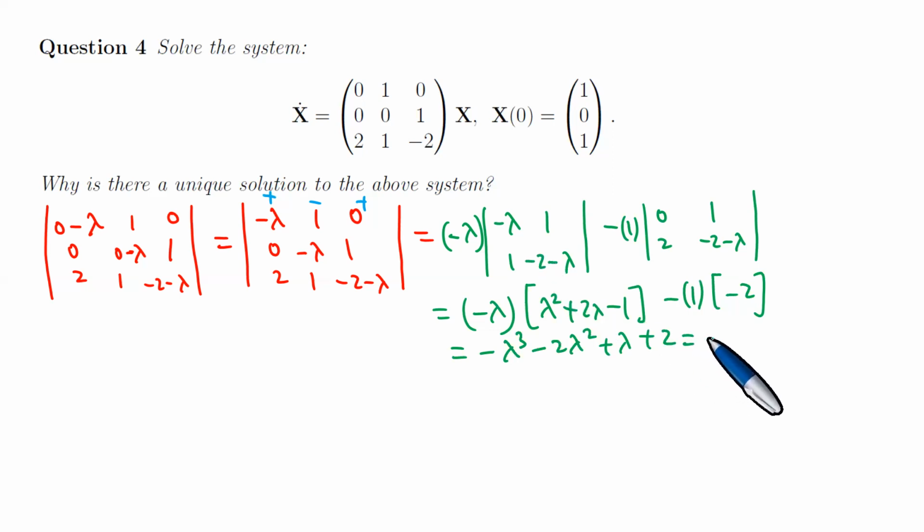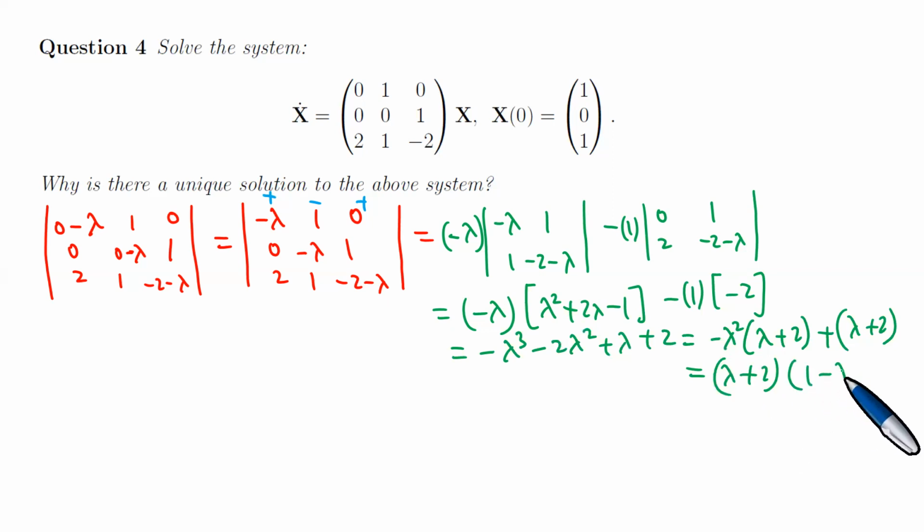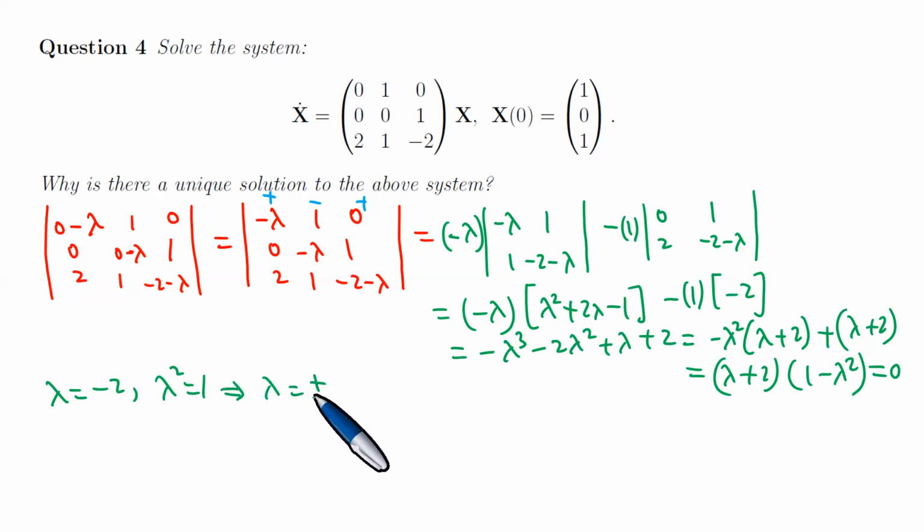Here you can factor out negative lambda squared. Factorize this so it becomes lambda plus 2. And then we have lambda plus 2, and this is actually lambda plus 2 into, you can write it as 1 minus lambda squared or minus lambda squared plus 1. Right, so at this point, we obviously need to equate this to zero. And then we have lambda equals minus two, lambda squared equals one, which means lambda is plus or minus one.